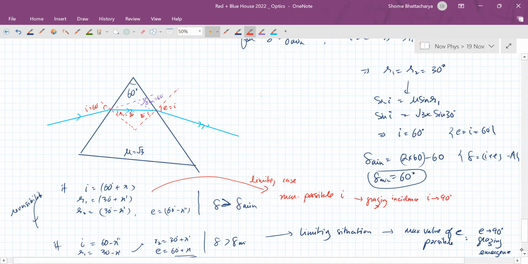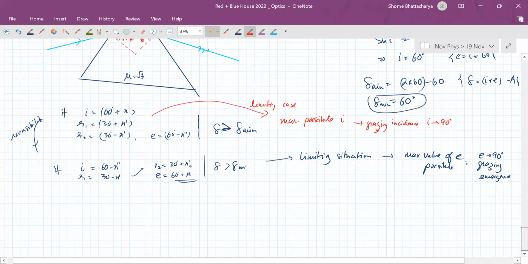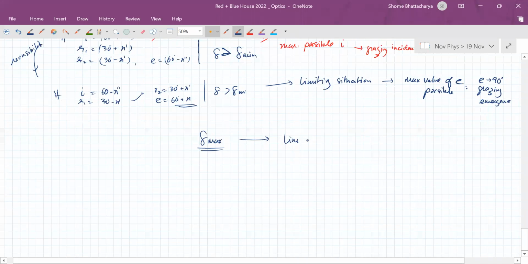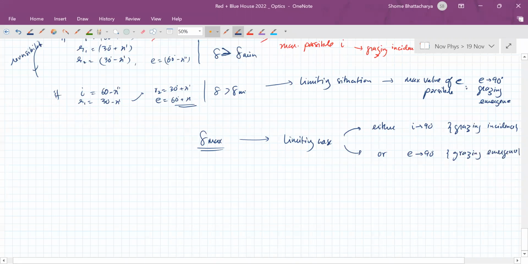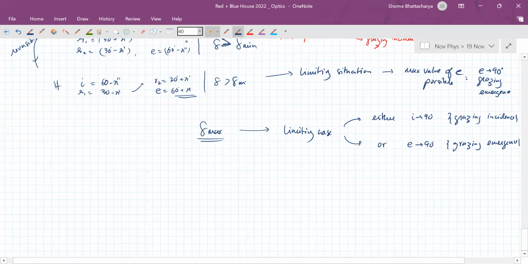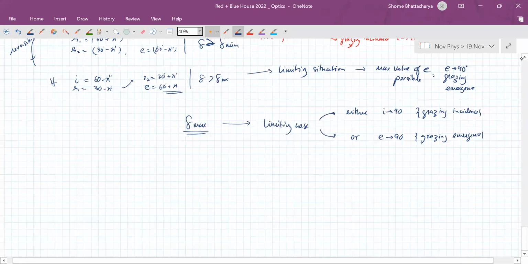So let's understand those two situations, which are the limiting case of either I tending to 90 degrees, grazing incidence, or emergence tending to 90 degrees, which is grazing emergence. So just quickly make a note of this, then we will discuss this numerically through the previous example only, and I'll show you how this works out in terms of the graph.